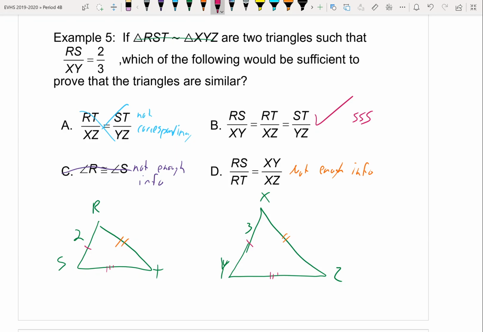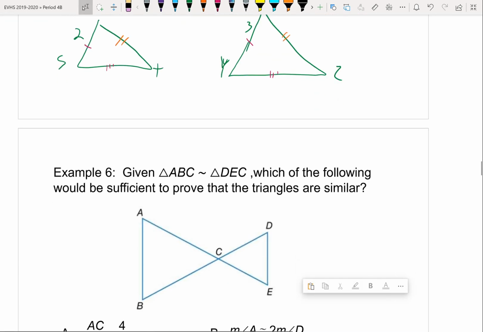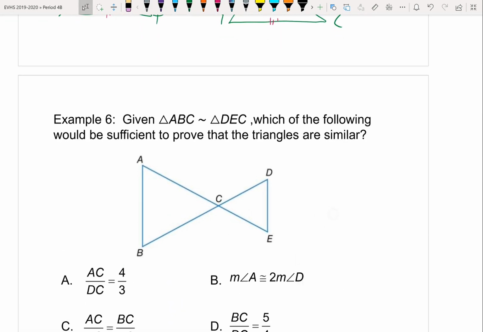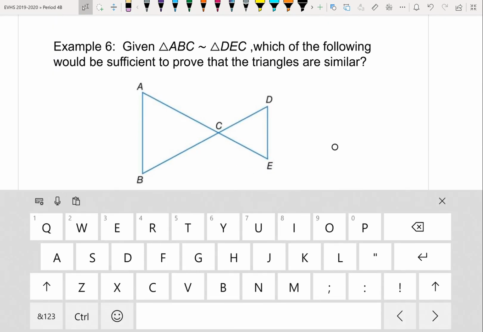Also realize I put these markings. I'm kind of taking a little bit of liberty with my notation here. I'm not saying that these two are congruent. I was just marking those and color coding them so I could keep track. So please forgive me for that notation liberty I took there. All right.